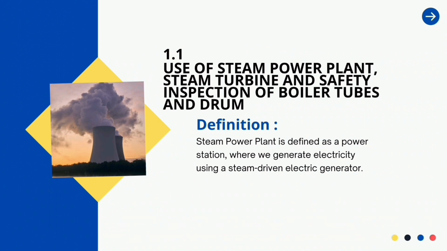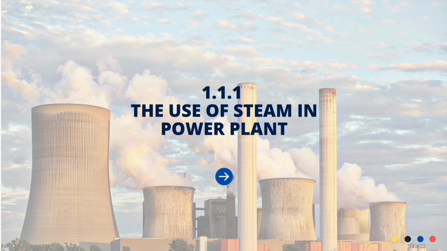1.1 Use of steam power plant, steam turbine and safety inspection of boiler, tubes and drum. Definition: a steam power plant is defined as a power station where we generate electricity using a steam-driven electric generator. The use of steam in power plant.